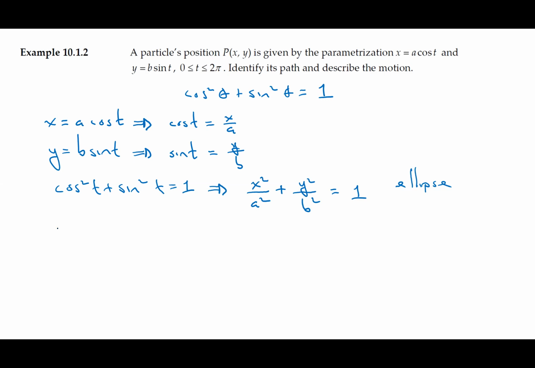And furthermore, at t equals 0, x will be equal to a cosine 0, whoops, not theta, 0, which is 1, so a times 1, a, and y is b sine 0, which is b times 0, or just 0. And then at t equals pi halves, well, x will be 0, right, because cosine pi halves is 0, and y will be 1.